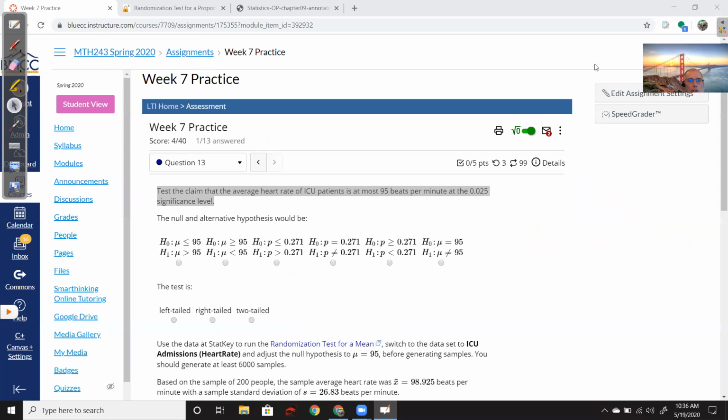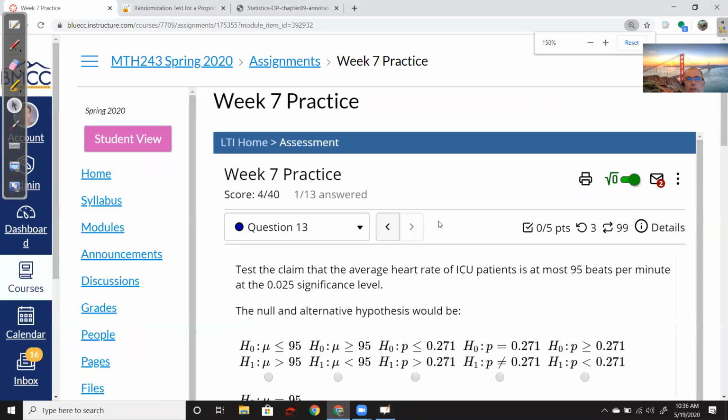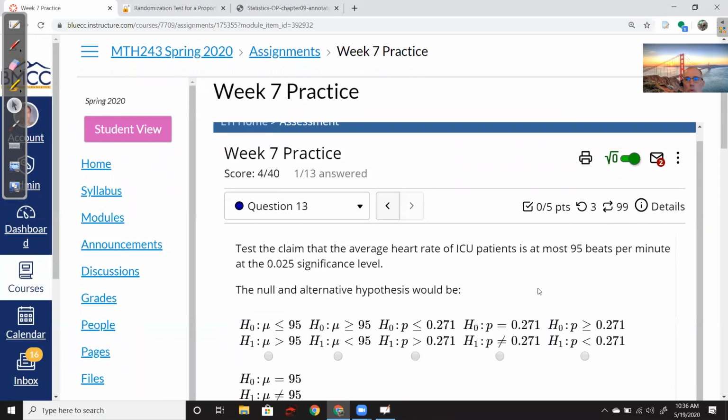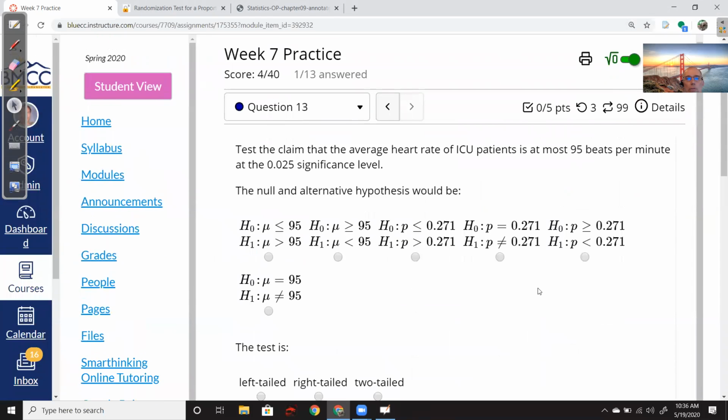And let's blow this up a little more. Let's see, control plus plus plus. All right, so then we have to decide which one we want here. We want a mu, not a p. And it looks like it's the first one. Mu is less than or equal to 95. That's at most. And here's the other. This one says mu is greater than or equal to. This one says at most, so that's the wrong null.